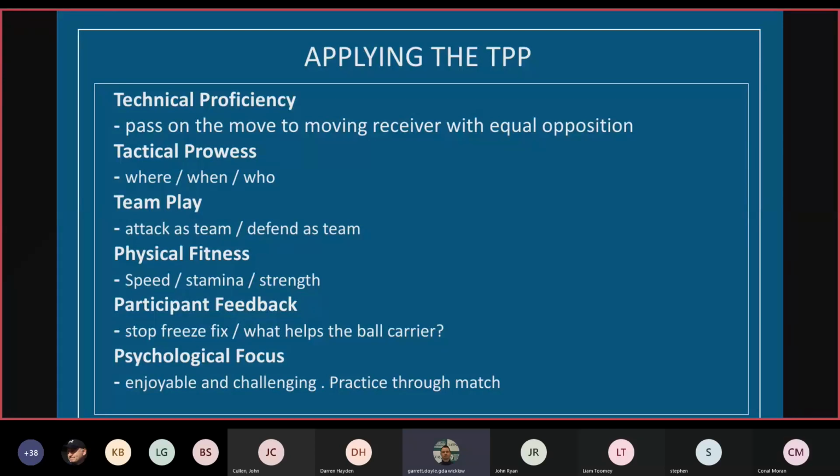Physical fitness is, again, kind of combines everything that's out there: speed, stamina, strength with the tackles, up and down the pitch, slow, fast, accelerate, decelerate. Participant feedback.